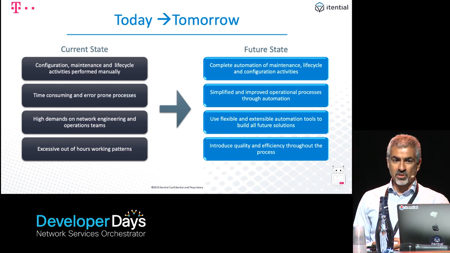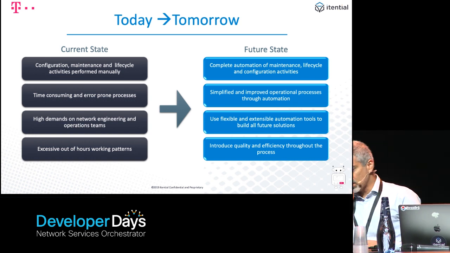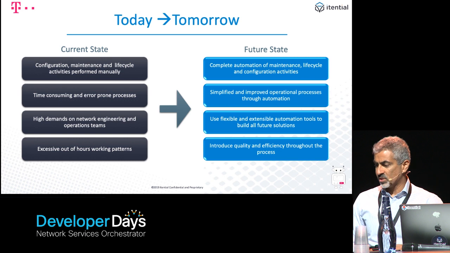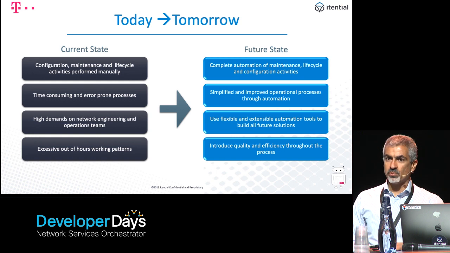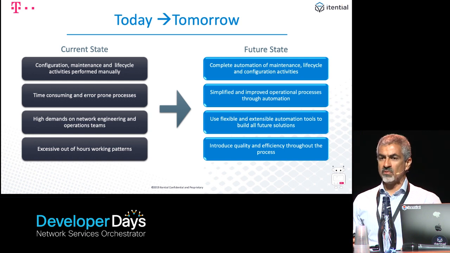One of the things that we try and solve with automation is making the business more efficient, but employee satisfaction comes into its own when you can reduce those types of tasks. So where we want to get to, we want complete automation of all the maintenance activities. We want a simplified and improved operational process. So there's no point automating things if it's still very, very difficult to use.